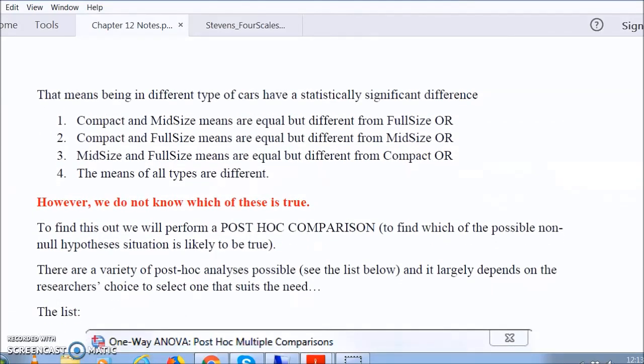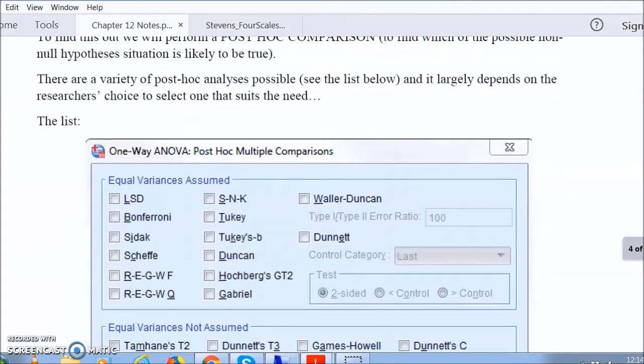So we know there is a statistical difference, right? So maybe the compact and mid-size means are equal, but it is different than the full-size mean. Or maybe the compact and full-size means are equal and the mid-size is different. Or maybe the mid-size and the full-size means are equal and the compact is different. Or maybe all the means are different. So there are four different scenarios here, but we do not know which one is true. Hence, we will perform a post hoc comparison to find out which one of these is true.